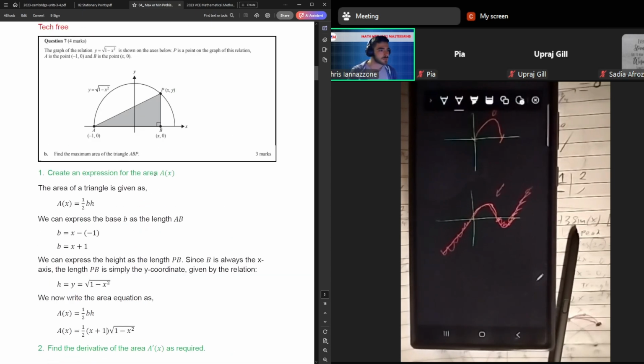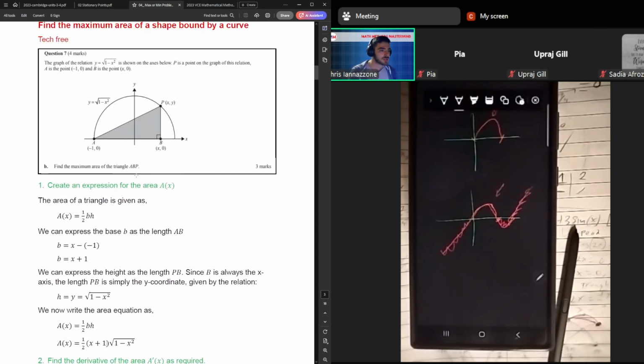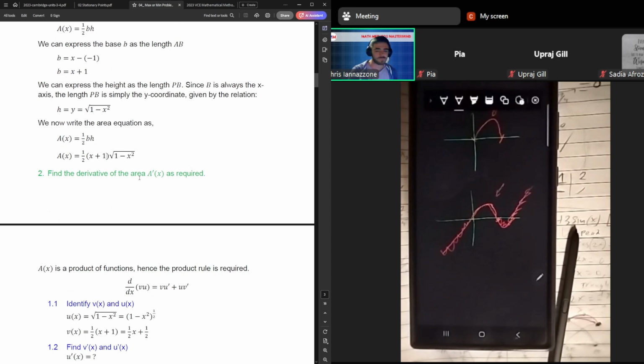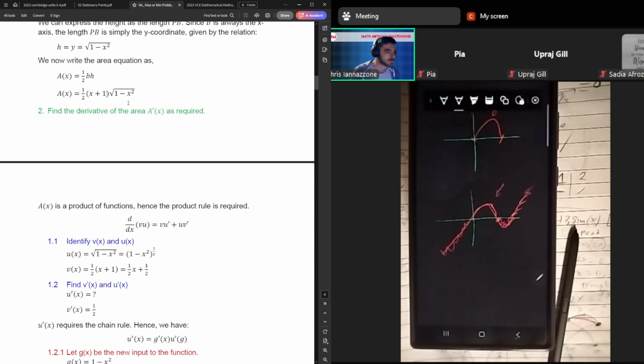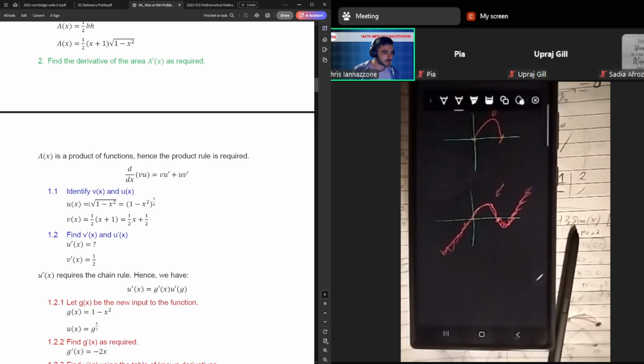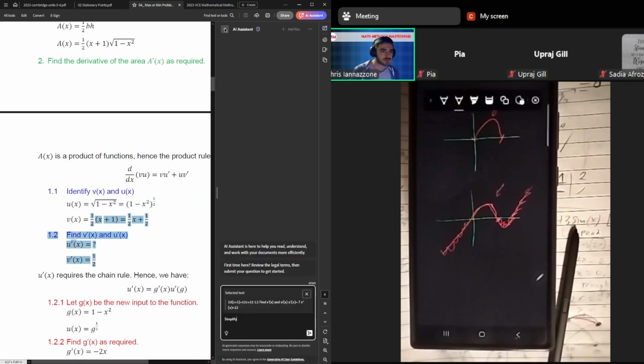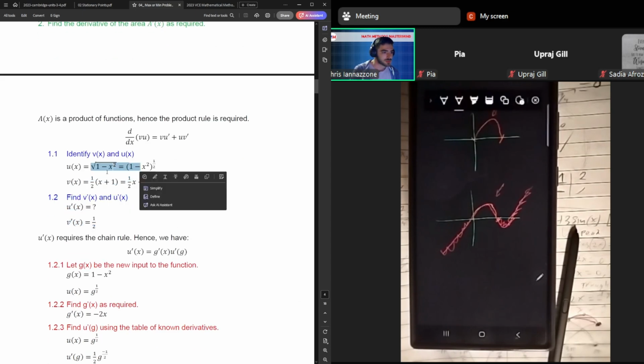This would have been a tech-free question. Okay, why not? So product rule, because it's a product of two things, x plus 1 and the square root. And so that's this and that. Then from there, the product rule says we want to find the derivatives of each of these.